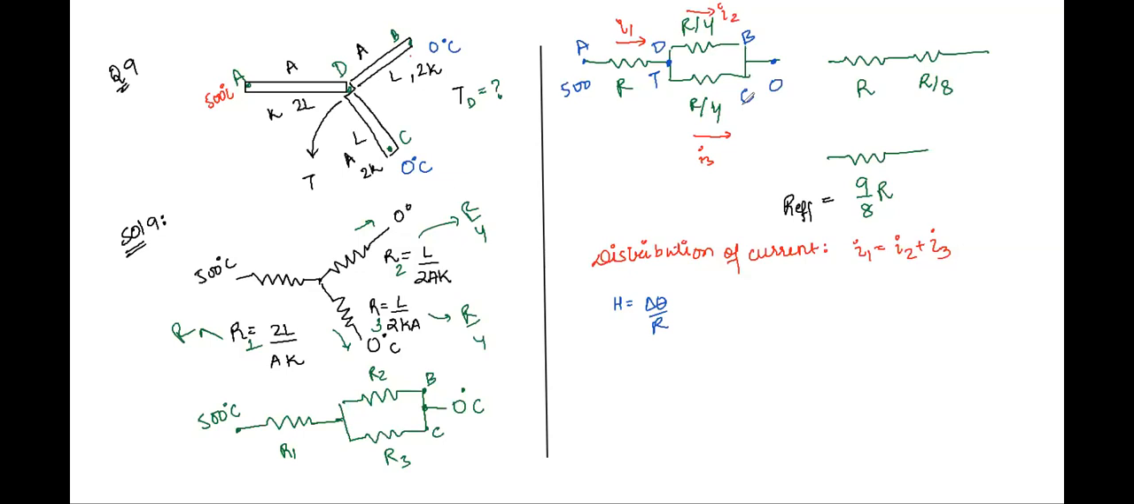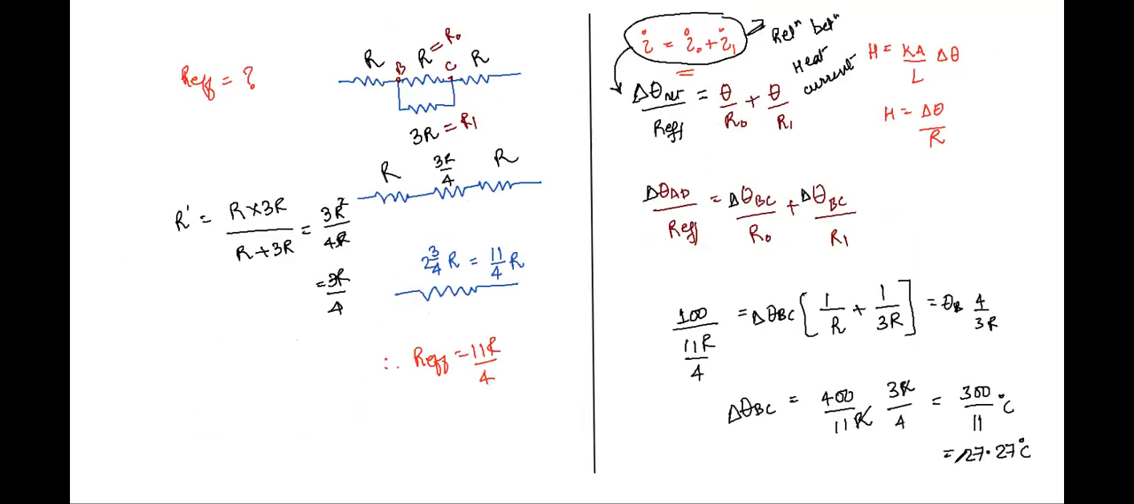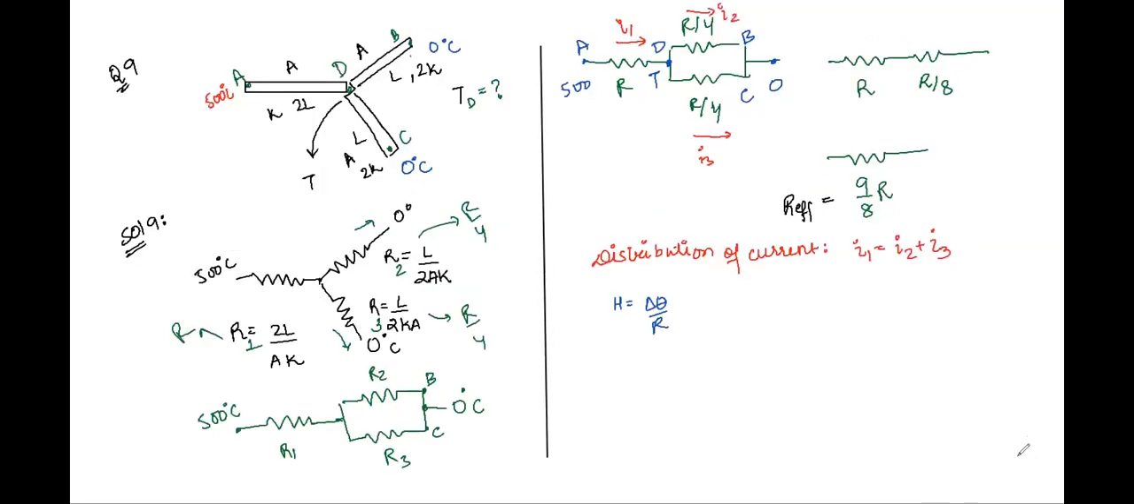So this is A, this is D, this is B, and this is C, right? So let us take I1. I1 is not the net current this time, right? Or maybe we can call it the net current also. Let us see how we can go about this question.